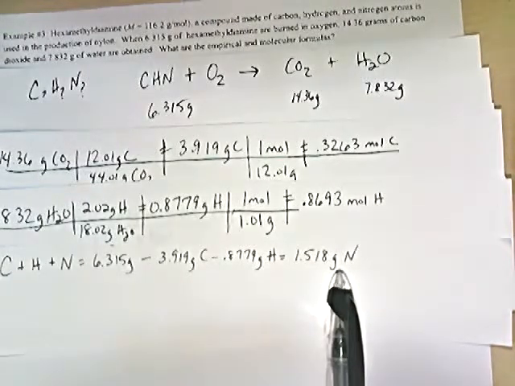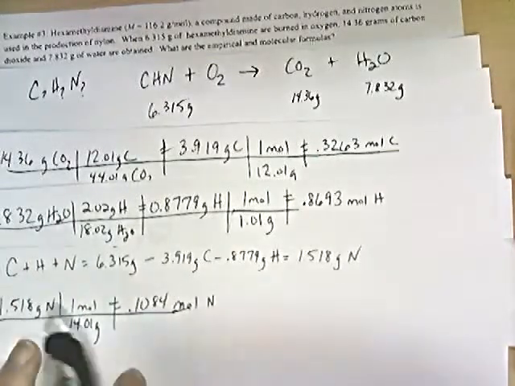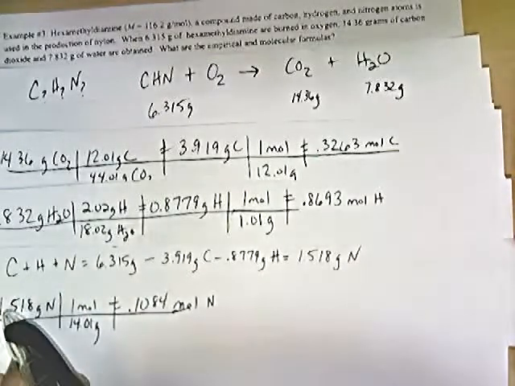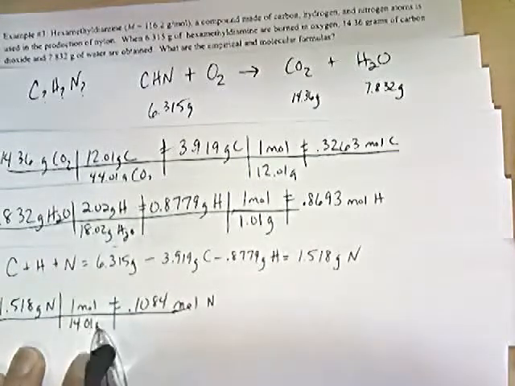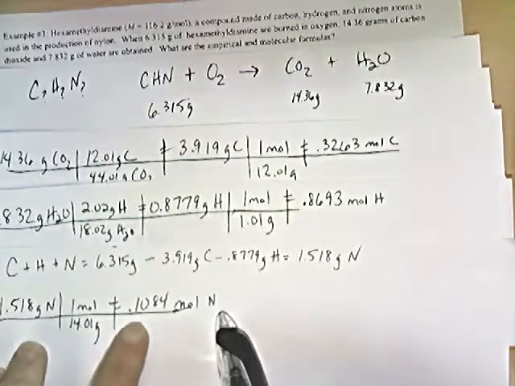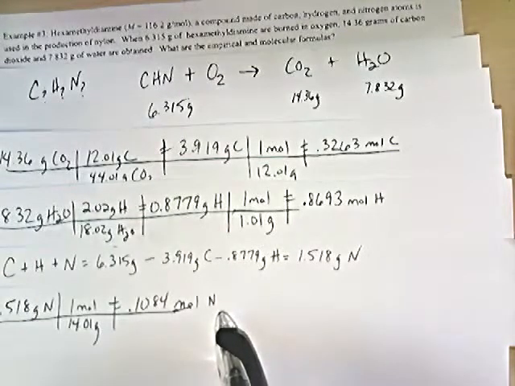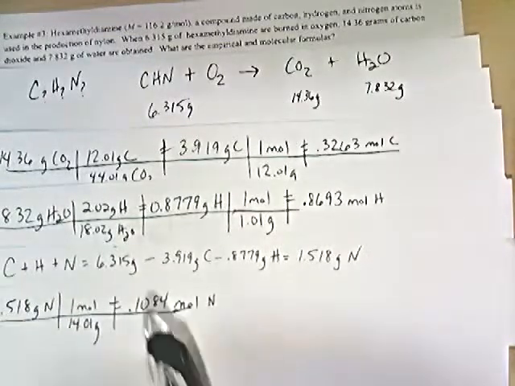Okay, once I know grams of nitrogen, I'm back to my same old process. Nitrogen is not in a compound, so I only need to use my normal molar mass problem. So 1 mole is 14.01. That gives me my 0.1084 moles of nitrogen. I'm good to go there. Now I have the moles of each one of my elements.